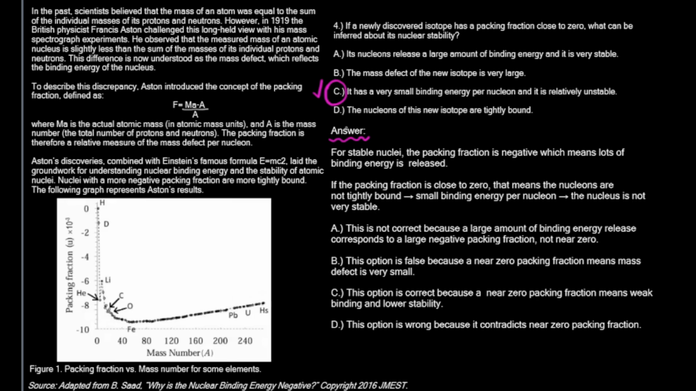Answer choice B is false because a near zero packing fraction means the mass defect is also very small. Answer choice C is the correct answer because a near zero packing fraction means weak binding of the nucleons and lower stability. Answer choice D is not right because it contradicts a near zero packing fraction.